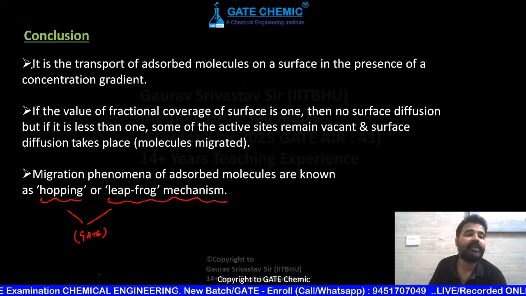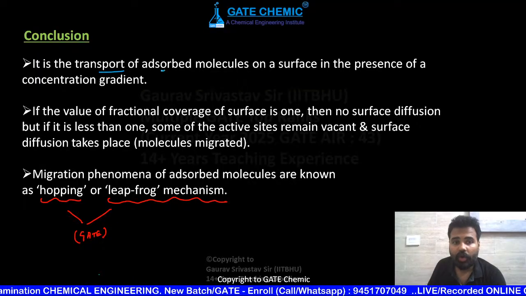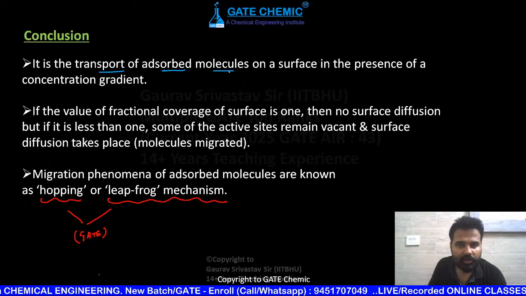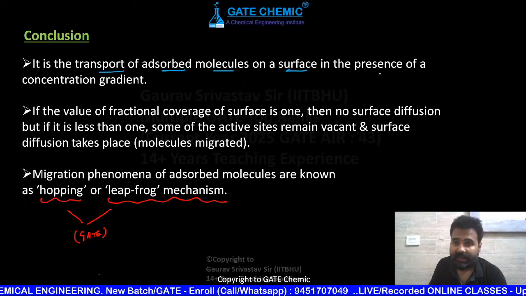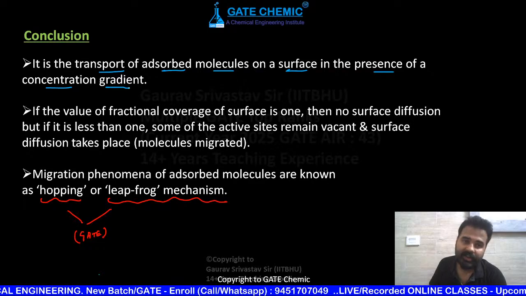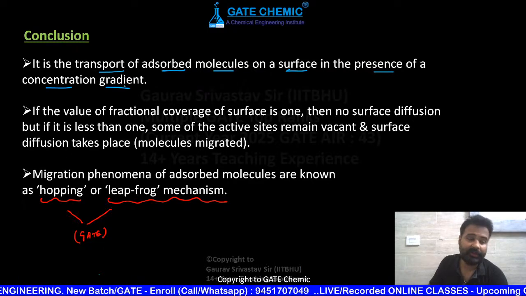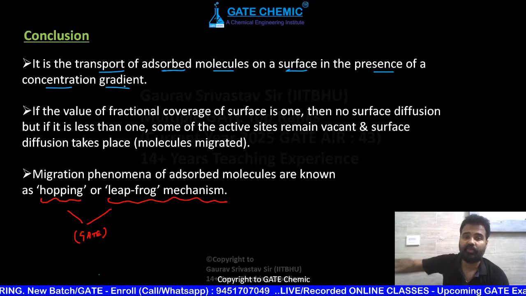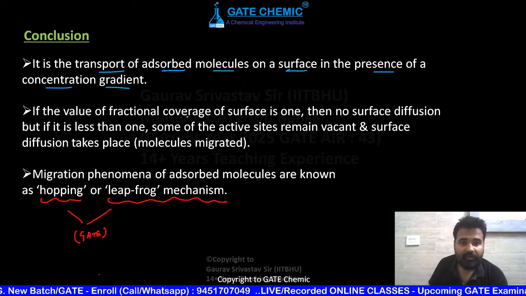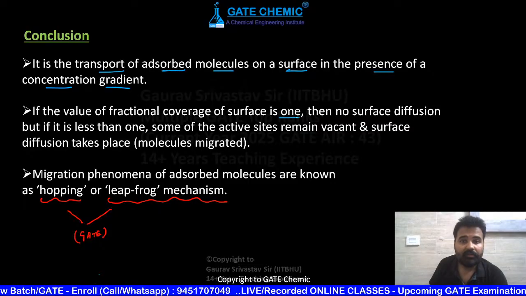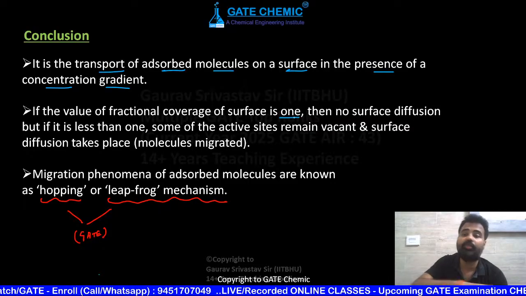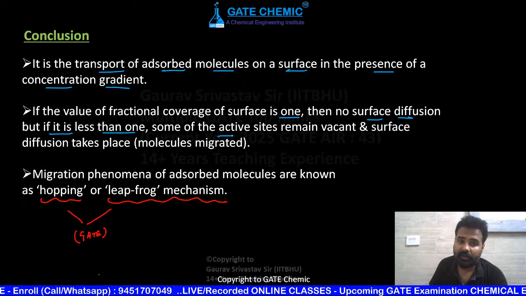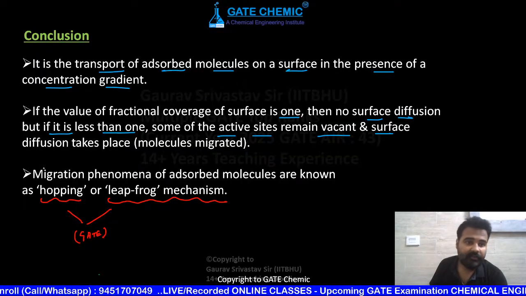Just one more time, see, I'm reading. It is the transport of adsorbed molecules, molecules adsorbed on a surface, in the presence of a concentration gradient. On the surface there will be a concentration gradient: on one side more are sitting, on one side fewer, so they will jump from the more side to the fewer side, side to side. If the value of fractional coverage of the surface is 1, meaning it is completely filled, A is everywhere, then no surface diffusion. But if less than 1, some of the active sites remain vacant, surface diffusion takes place.